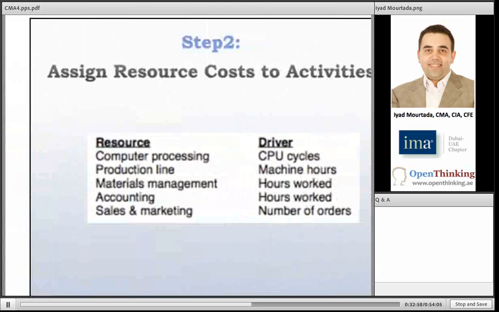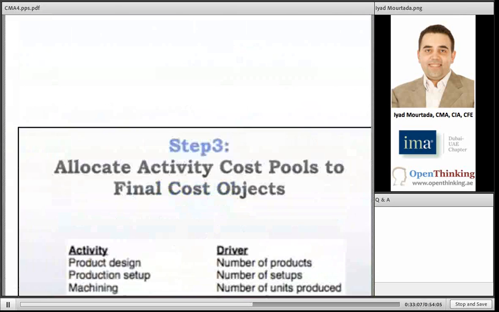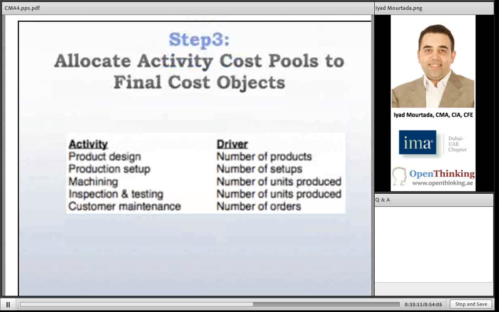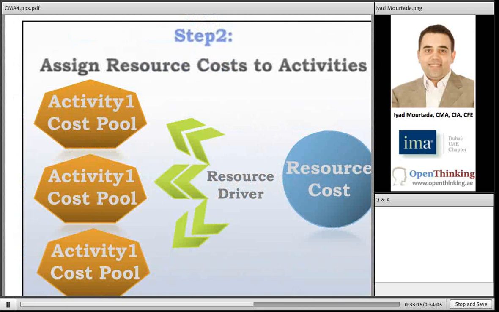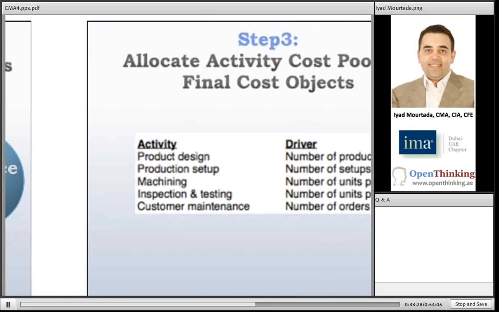After that, what kind of resources are we using? We are using machine hours, we are using cycles, we are using labor, we are using accounting. All this needs to be defined, so that we understand the activities that we are looking at, and at the same time, what kind of cost we are trying to allocate. And then step two happens. We assign, this is the first activity pool, this is the second activity pool, and these are our resources. We are now dividing our resources into different boxes, and all these boxes will help us later in understanding what will happen.